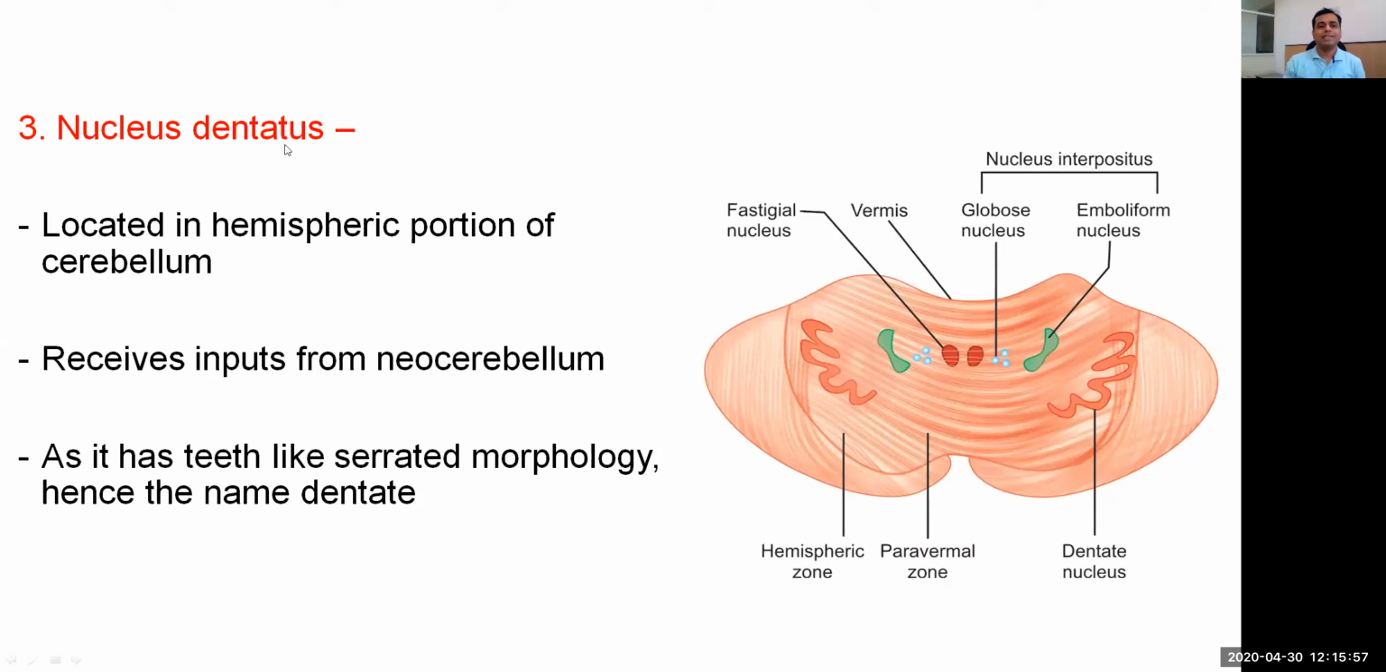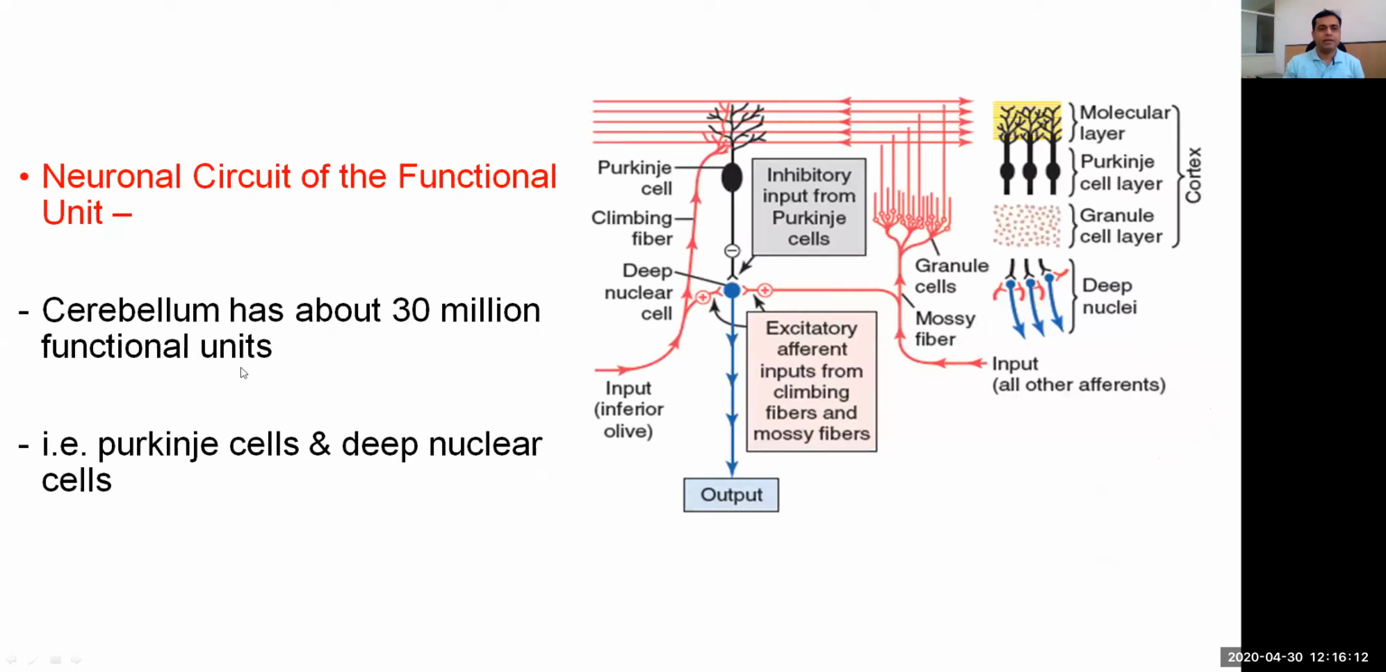Then nucleus dentatus, the dentate nucleus, as we can see here, is located in the hemispheric portion of the cerebellum and receives inputs from the neocerebellum. As it has a teeth-like serrated morphology, hence the name dentate. Coming on to the neuronal circuit of the functional unit.